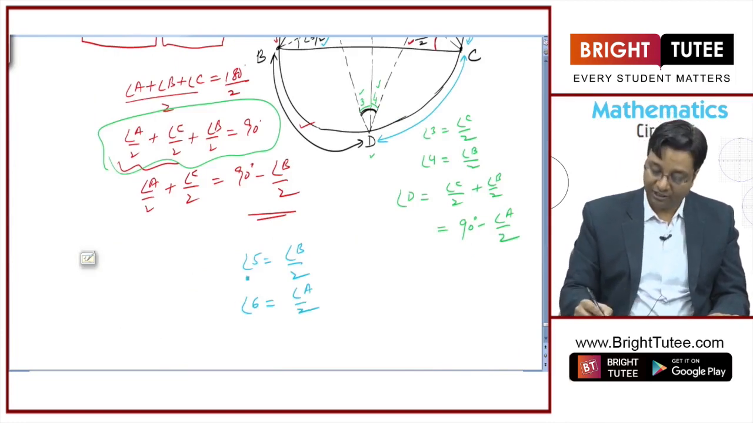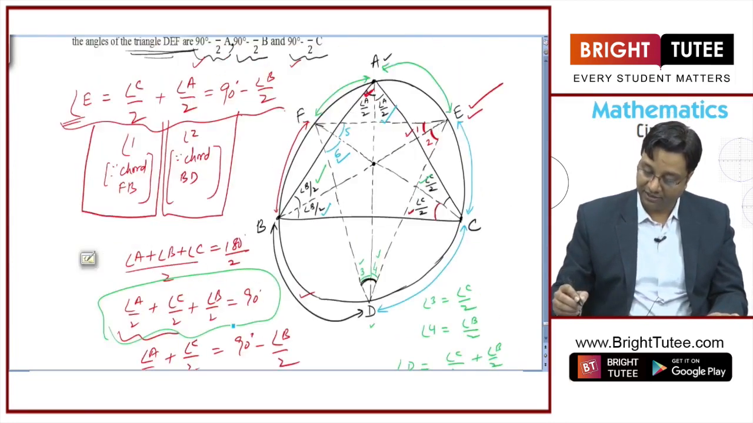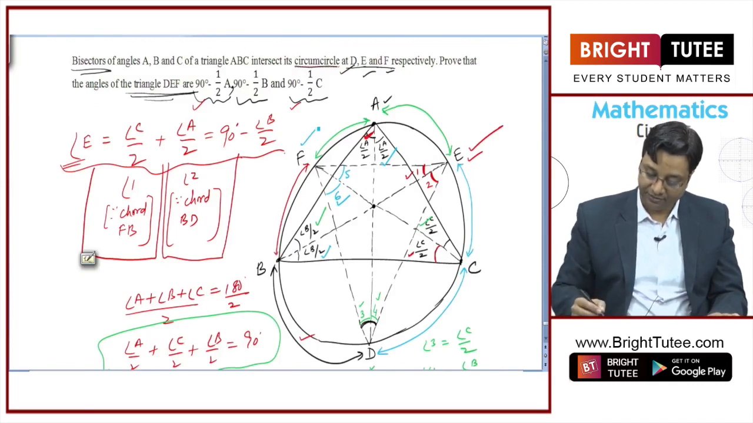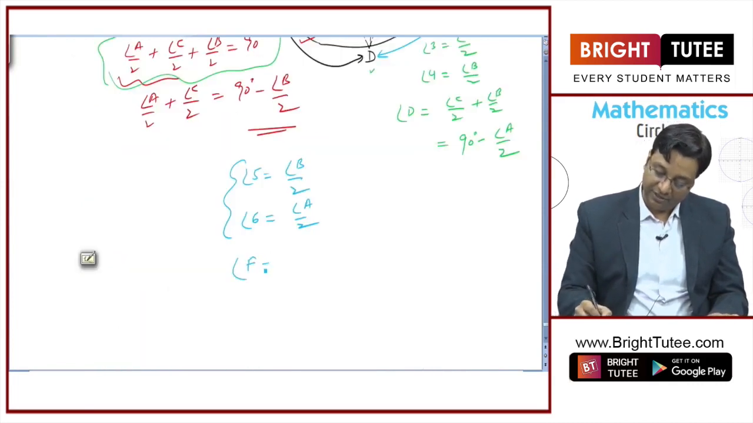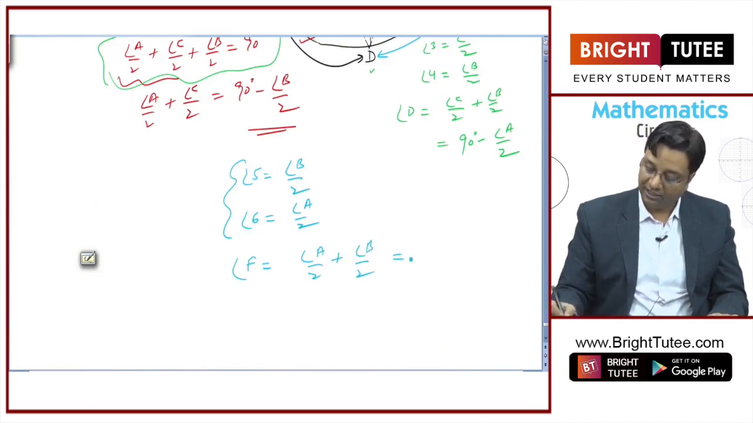You can give the reasons yourself. What is the sum of angle 5 and angle 6? It is angle F. So angle F is equal to angle A by 2 plus angle B by 2, hence is equal to 90 minus angle C by 2.